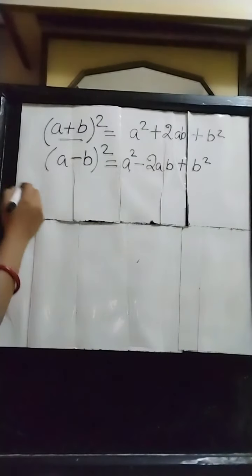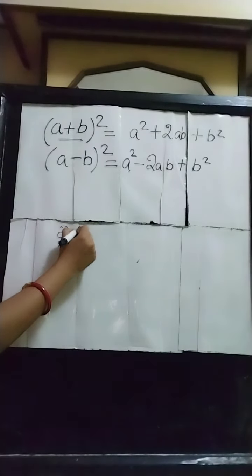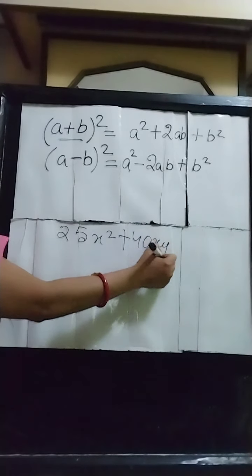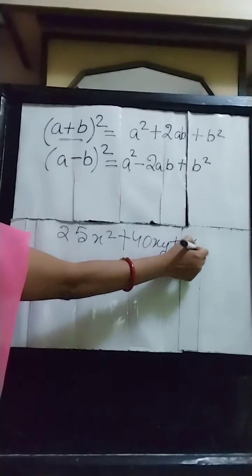Suppose you are given a sum: 25x square plus 40xy plus 16y square. This sum you are given and you are asked to express this as a perfect square.